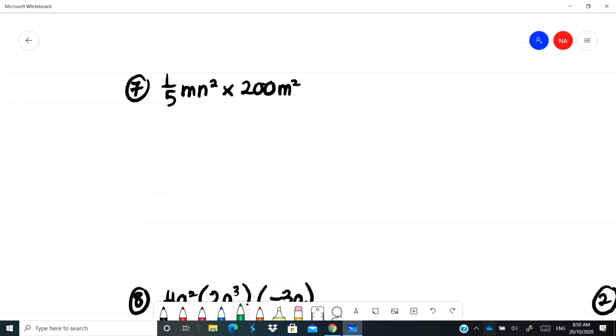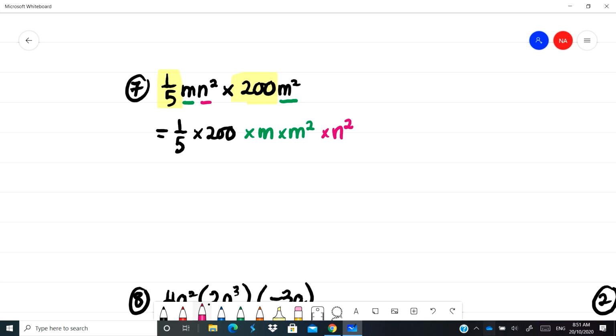Let's look at number 7. We have this. So collect all the number. So 1 over 5 multiplied by 200. So we'll have 1 over 5 multiplied by 200. Now I'm going to collect the m. So I'll have m, so multiplied by m. Another one is m square, so multiplied by m square. Now huruf n, so n square alone, so n square duduk sorang-sorang.